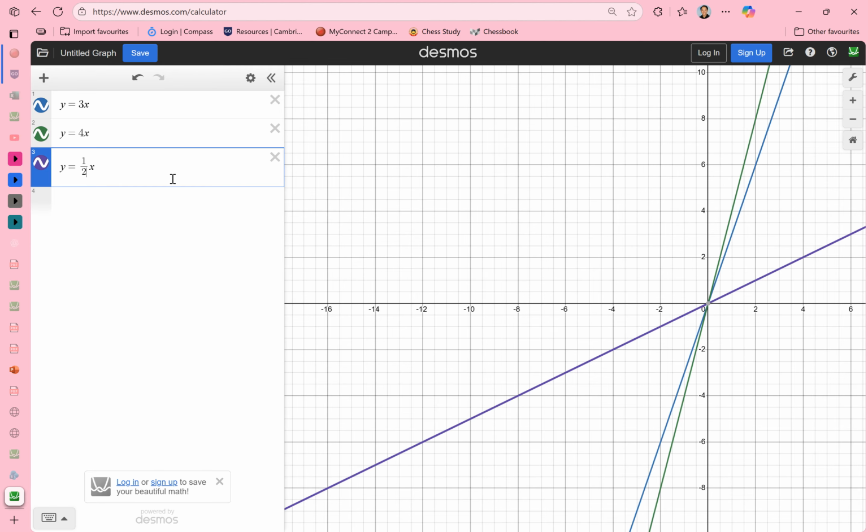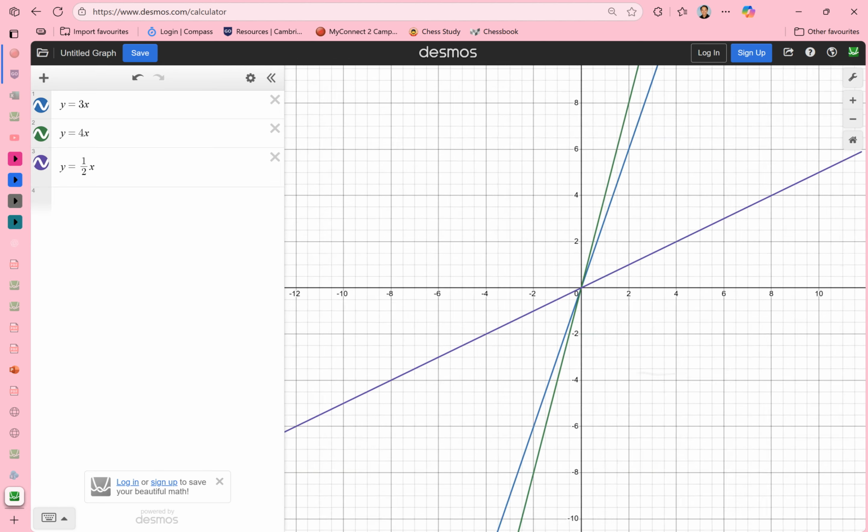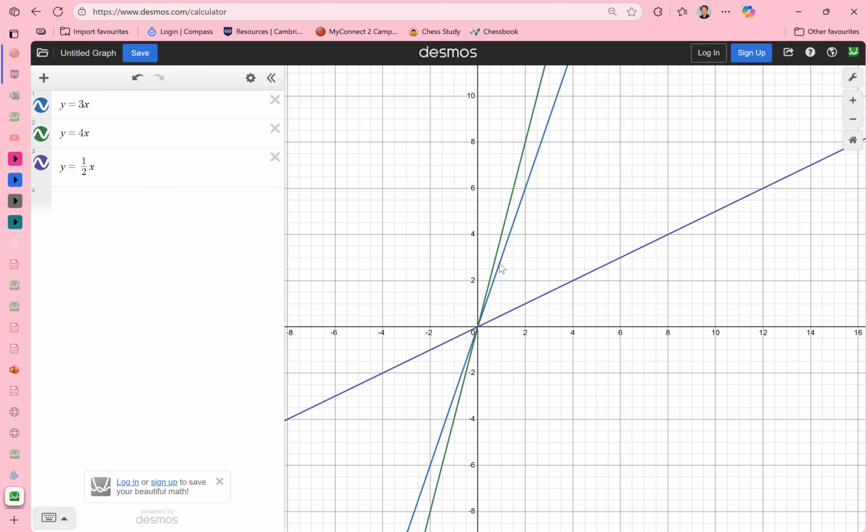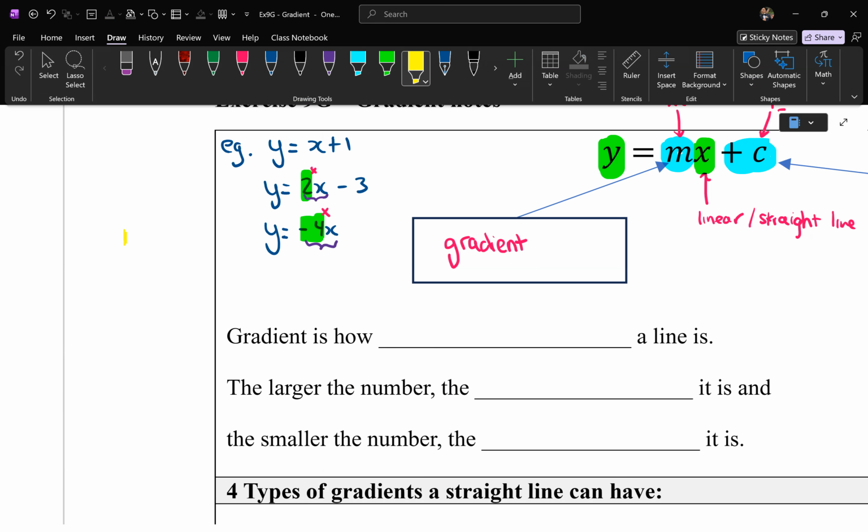Half is the gradient. Now what you see is that the numbers that when I change them, have you noticed what's happened? See the first one in blue, when it's 3, it's this line, the blue line. But when I increase it by 1, so the larger it gets, have you noticed the line gets steeper? Does that make sense? The line gets steeper. So it started off like this, where the line was like this. And then when I increased the number, the line got steeper.